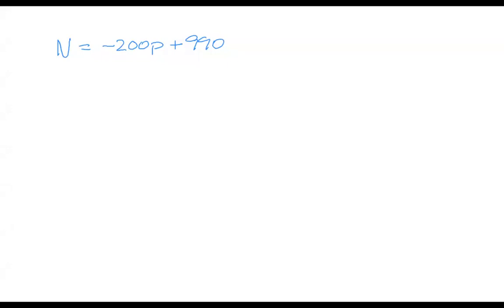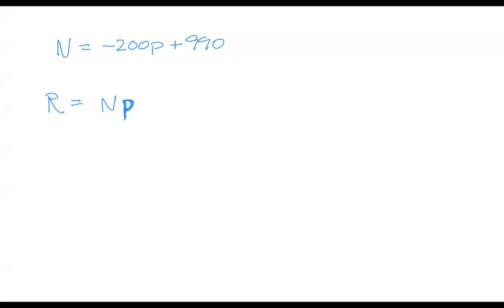So with this equation that I have, I want to write a new equation, which is going to be my revenue. And revenue is equal to the number of lattes sold, which is N, multiplied by the price of each latte, which is P. But we don't want to have two different variables. We want this in terms of just P.